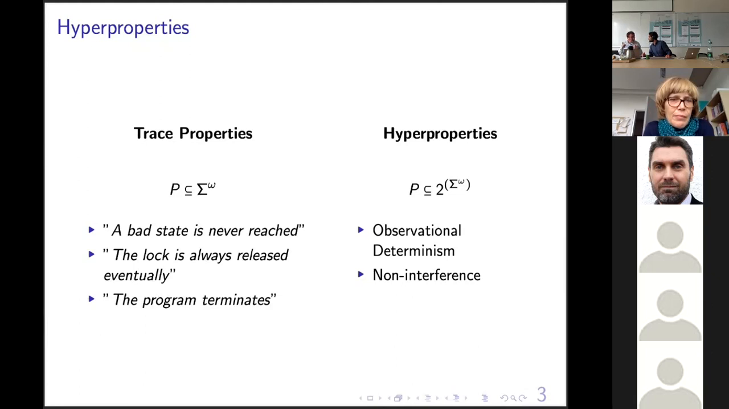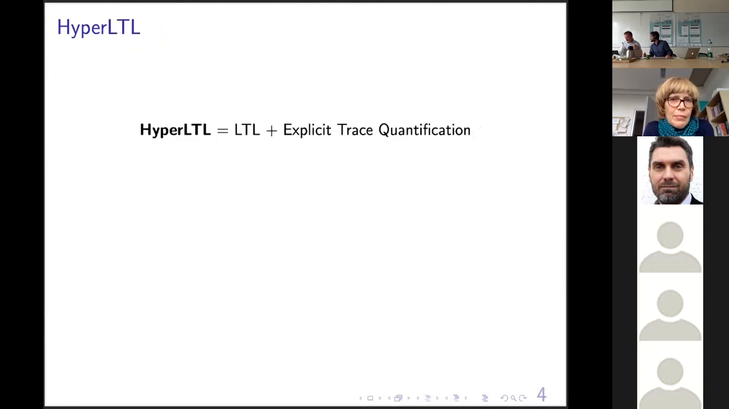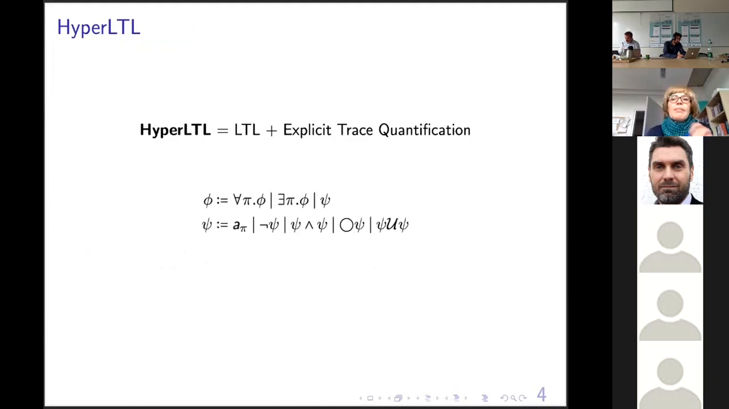And one of the most popular logics to express such hyperproperties is hyper-LTL. You can think of it as an extension of LTL, with explicit trace quantification. So formulas in this existing logic are built from the following grammar. So we have a prefix of universal or existential path quantifiers, followed by a formula that is almost an LTL formula, with the exception that we annotate these atomic propositions with the trace that they hold on.